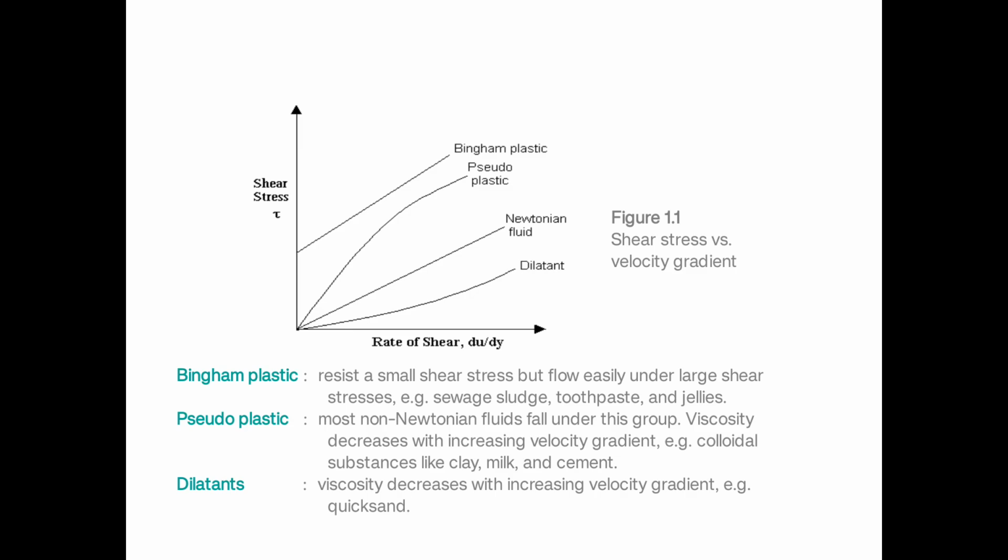Got it? I already strongly highlighted the Newtonian fluid, which exhibits a straight line passing through the origin in such a plot. Now let us focus on the non-Newtonian fluids. See the first one, the Bingham plastic. As I mentioned, it is a straight line having a y-intercept. Got it? Which means it needs an initial stress to flow continuously, which means it resists a small shear stress but flows easily under large shear stress.